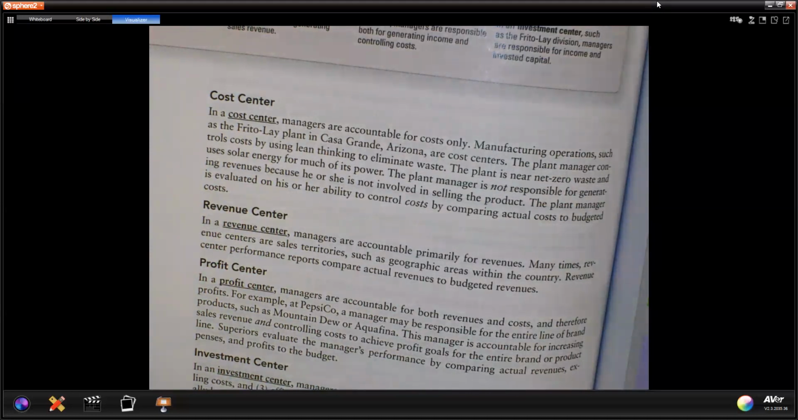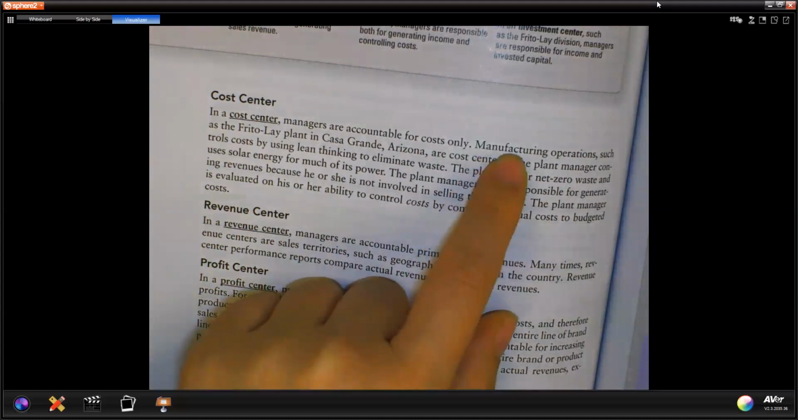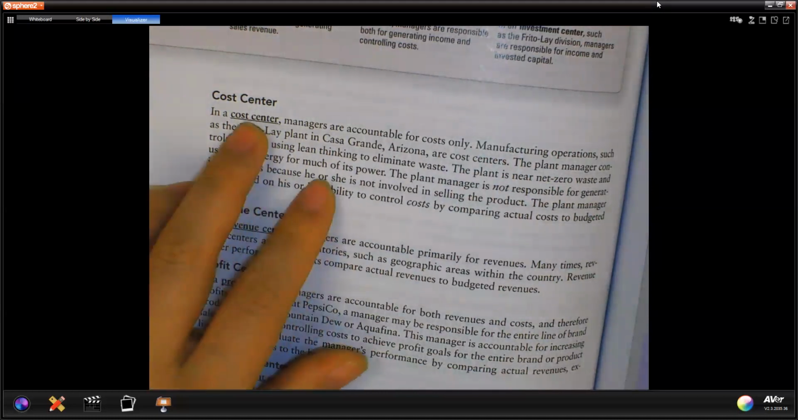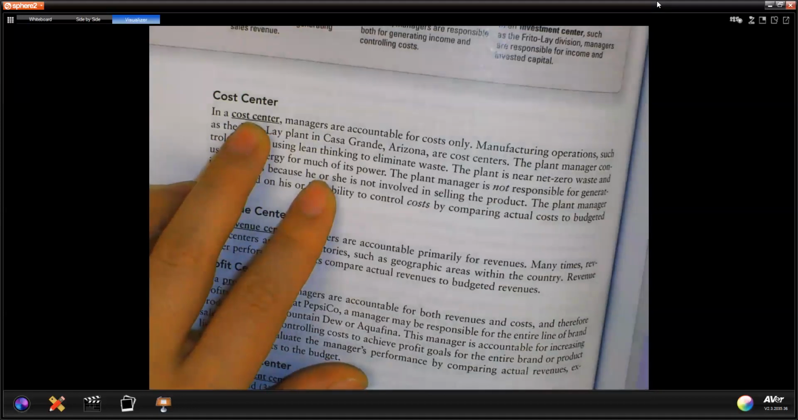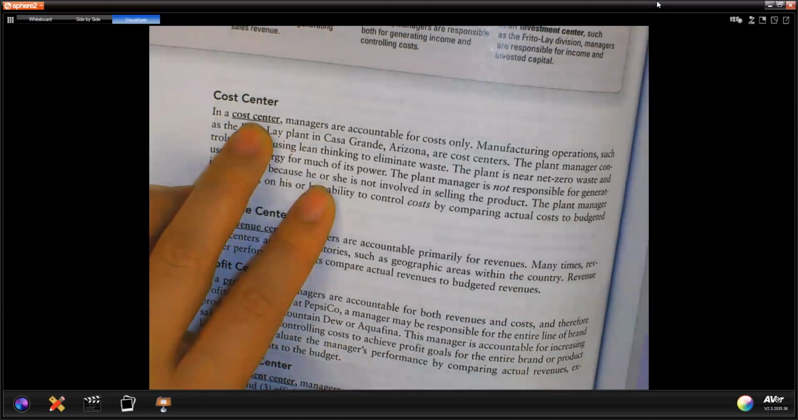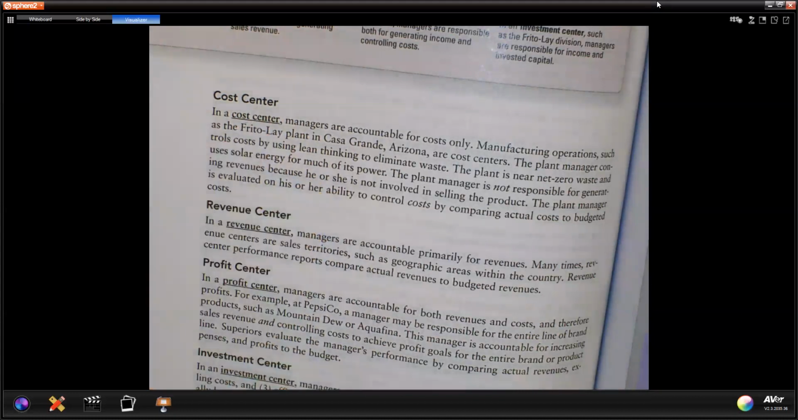Because some departments, like a manufacturing department, let's say, they don't really sell things. So how can they have revenue? All they can do is control the cost, right? So if their cost is lower, then that's all. They will not have income, so they will not have revenue. So they will be evaluated by the cost. That's the reason they are called a cost center.